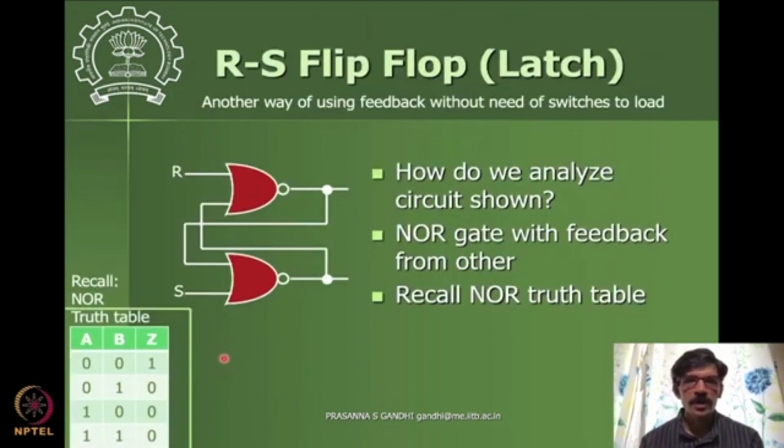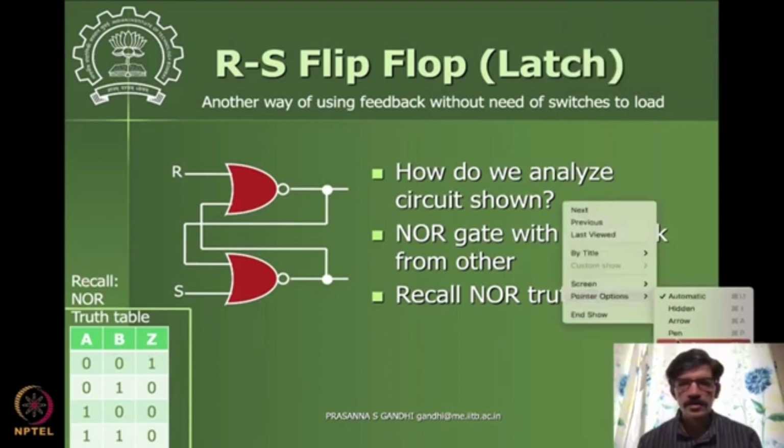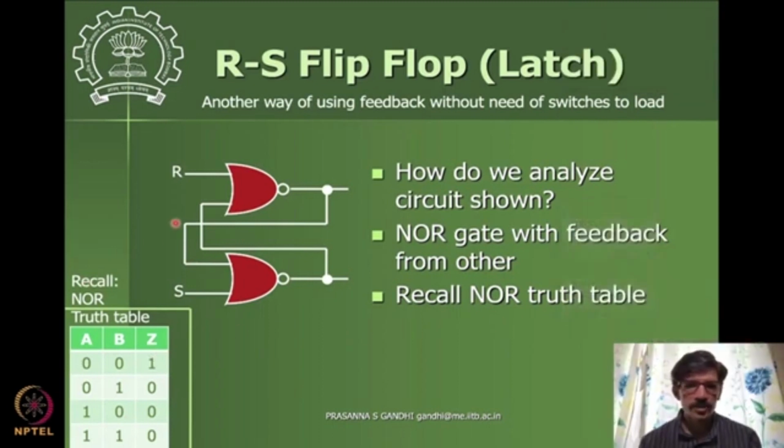Now the way the RS flip-flop works is actually very simple. It has these two NOR gates connected with this feedback. This is a recall of the NOR gate truth table. With this truth table, one can figure out what the output is going to be for different inputs of R and S, and what the stored values are going to be. That way one can get the truth table done for this RS flip-flop.